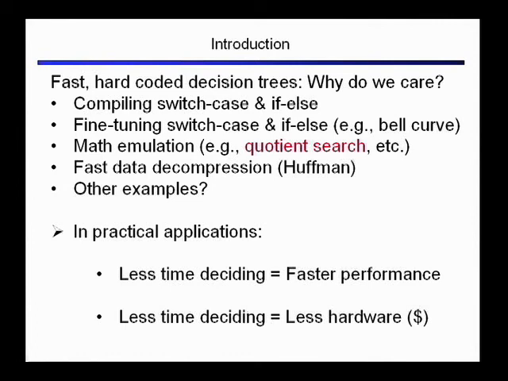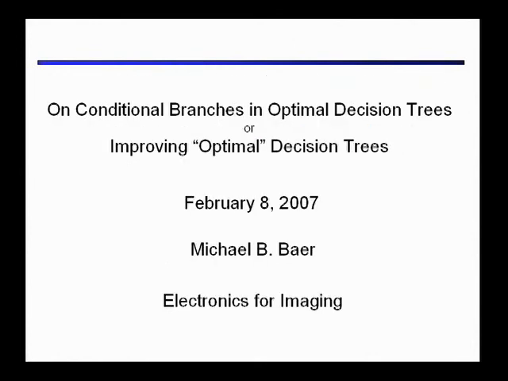the company's happy. So I originally was going to title my talk on conditional branches in optimal decision trees, but I decided to name it in a more cheeky fashion, improving optimal decision trees, in that there are some optimal decision trees that aren't really optimal and that can be improved, and I'm going to show how to do this.